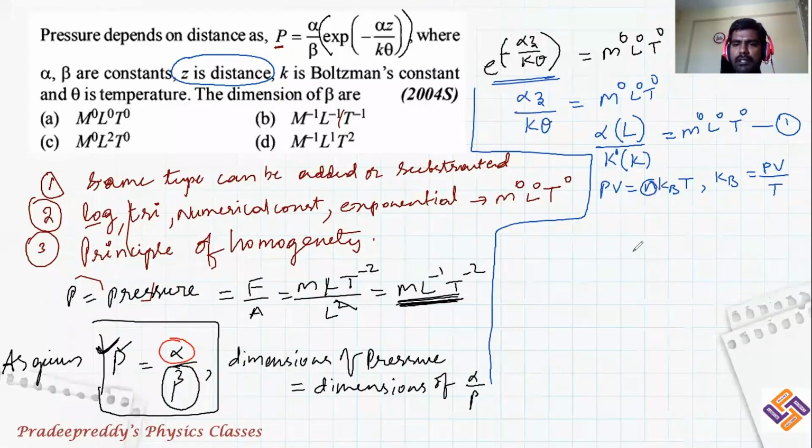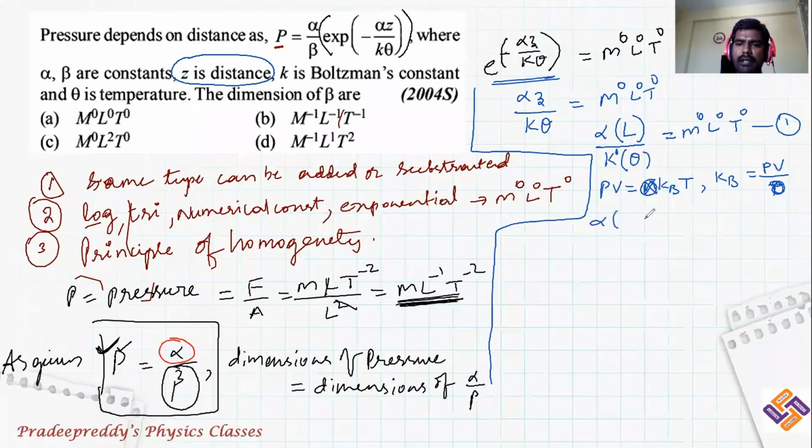So this is not considered. Kb is equal to PV divided by T. That I'll substitute there. So what is Kb? Kb is equal to PV divided by temperature T. It is represented with theta in this problem. So I will mark that also in terms of theta so that I can cancel that. It is theta. Substitute this here.